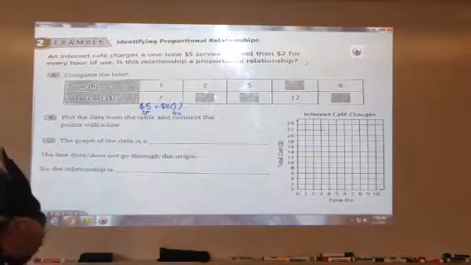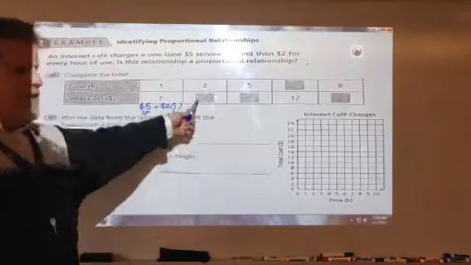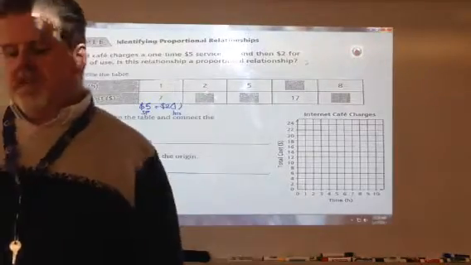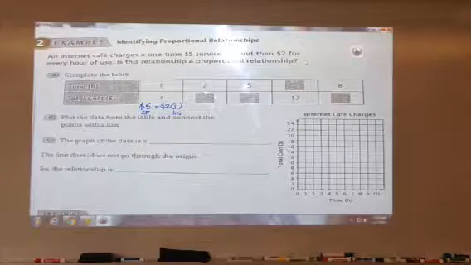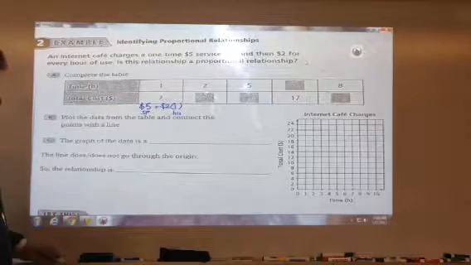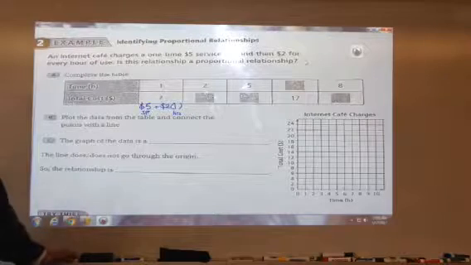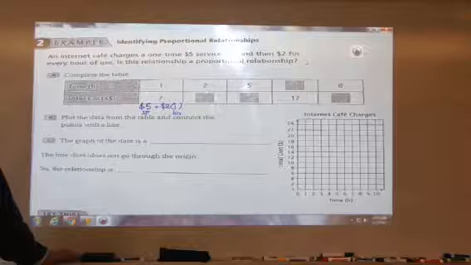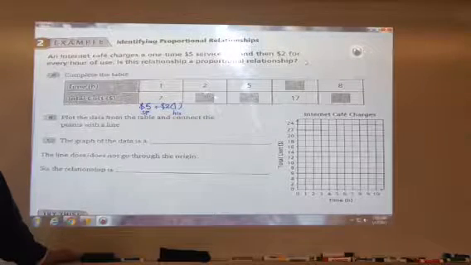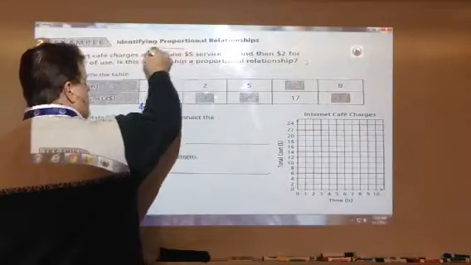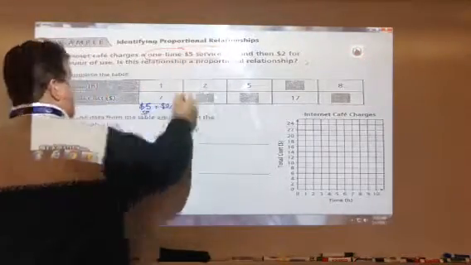So a lot of you might have had what for 2? I noticed just walking around I saw some people had 14. Is 14 right? No. Why is 14 wrong, Bryce? Because the $5 service fee is only one time. Right, because the $5 service fee here in this problem is a one-time service fee.